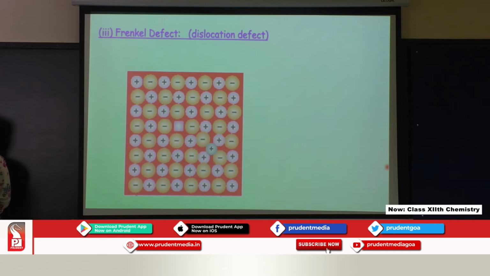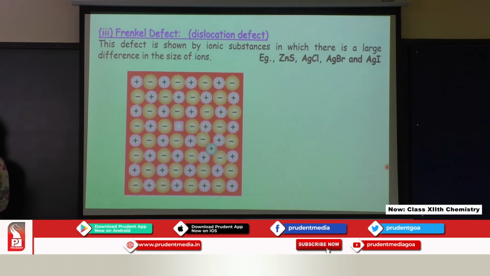Next, we have Frenkel defect, which is also called dislocation defect. These type of defects are seen in ionic solids. Some examples of substances showing this type of defect are zinc sulfide, silver chloride, silver bromide and silver iodide. If you look at the crystal, it would have been a perfect crystal if all the cations and anions were present at their original sites.